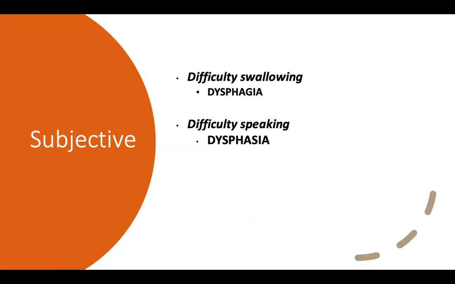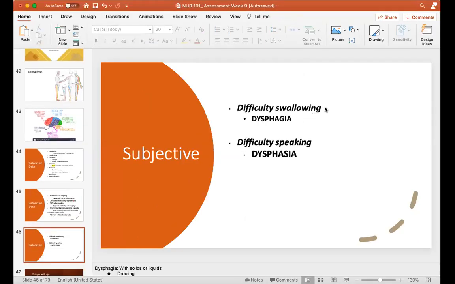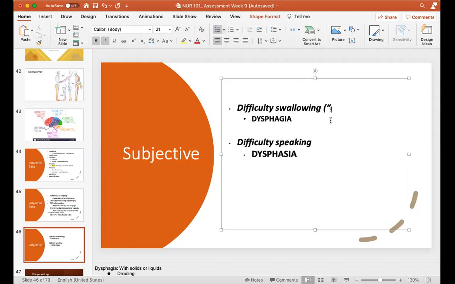So here we go again, difficulty swallowing, dysphagia with a G, difficulty speaking, dysphagia with an S. So I'll just write that in here. So I think of gulp. So G for gulp when we swallow, and S for speaking. And it's difficulty interpreting language as well. So one of two things.